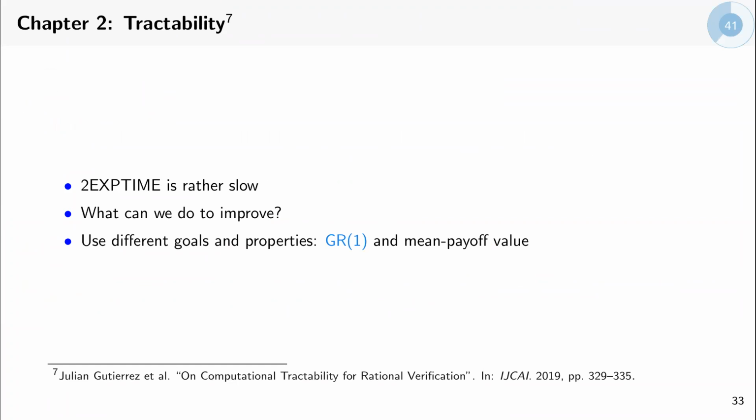Okay, cool. So next, we talk about tractability. Double exponential time is very slow. What can we do to improve it? So we look at different goals and properties, namely GR1, which is a fragment of LTL, and we also look at games with mean-payoff goals. So the players have mean-payoff goals.